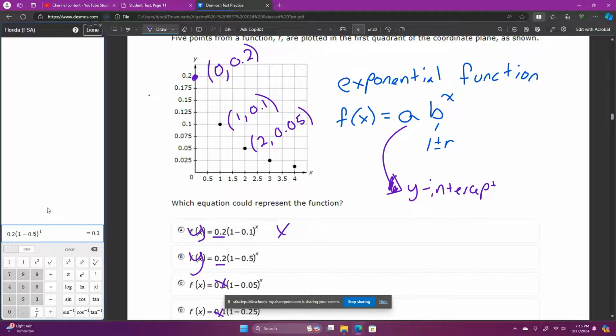And now let's check answer choice B. Change that 1 to a 5. When x is 1, y is 0.1. When x is 0, y is 0.2. When x is 2, y is 0.05. All of the points match because answer choice B is the correct answer.